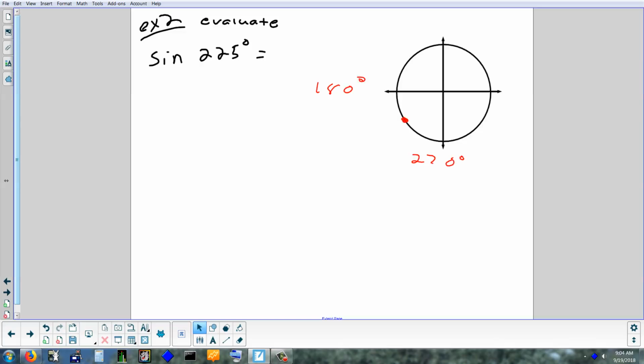If you take 180 and add 45, you get 225. If you take 270 and subtract 45, you get 225. It's right in the middle. So let's make our triangle. All right, so I've got a triangle. And since it's a multiple of 45, I should know the lengths of each of the sides of that triangle. How long is each side?